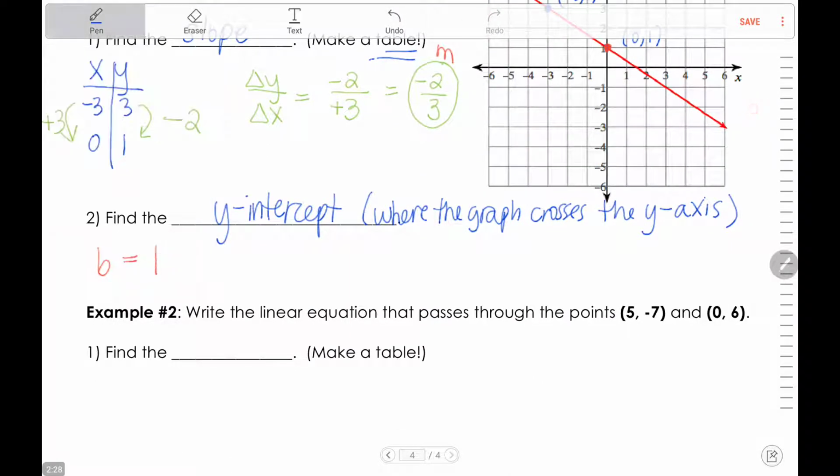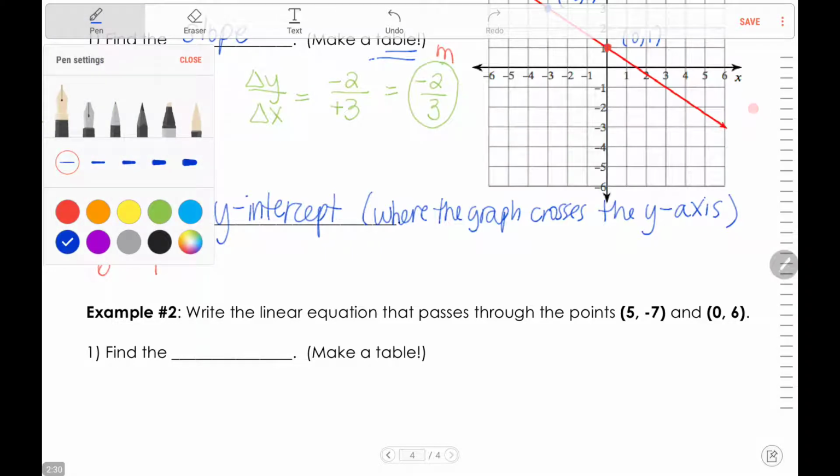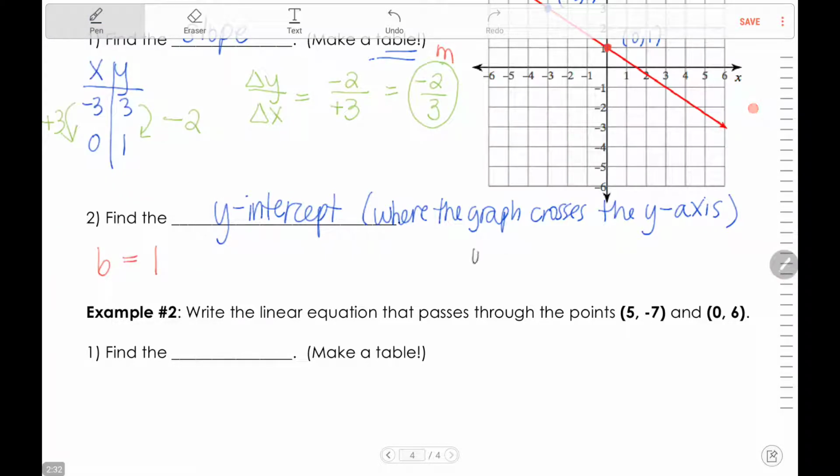Once we have that, we know our equation. Our equation is going to be, in the form y equals mx plus b, y equals our m, which is -2/3, x plus our b, which is 1. This is the equation of this line on the graph.